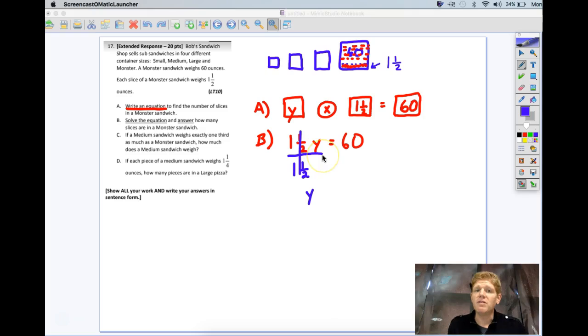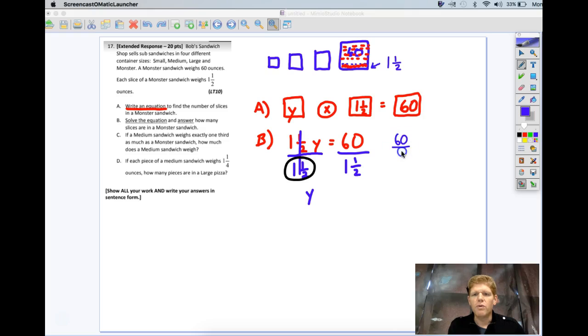Then my third step was, so first step, get the variable by itself. Second step, use inverse operations. Third step, whatever I do to one side over here, I have to do the same thing to the other side. So I'm going to do that. Over on the left side, I divided by 1 1/2. So over here, I'm going to divide by 1 1/2. And I need to do that calculation.